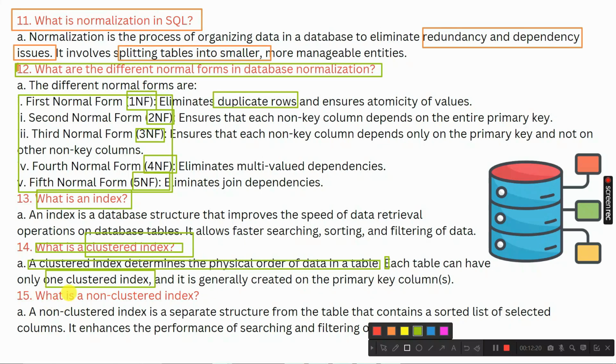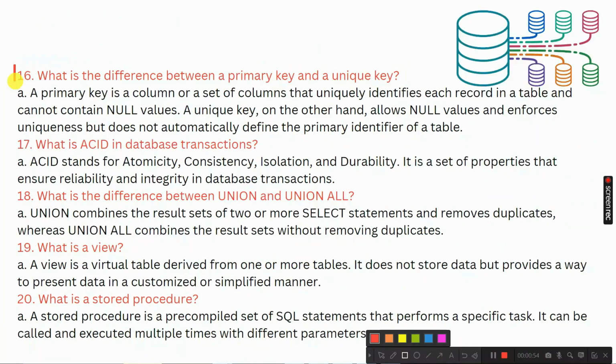Then the next is, what is a non-clustered index? A non-clustered index is a separate structure from the table that contains the sorted list of a selected column. It ensures the performance of searching and filtering organizations' data. Okay? Then the next question is, what is the difference between primary key and foreign key?